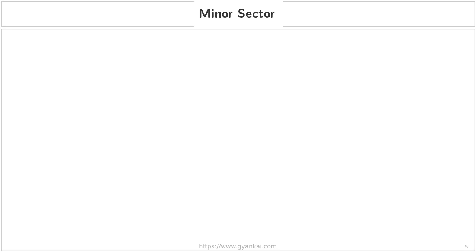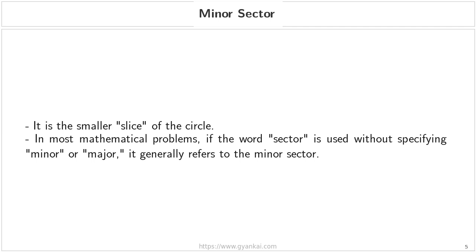Minor sector. Now that we have established that a circle can be divided into two distinct regions based on the size of the central angle, let's focus on the first type, the minor sector. You can think of this as the smaller slice of the circle. If you were looking at a pie or a pizza, the minor sector would be that single, smaller piece you pull away from the rest. It is also important to note a convention you will frequently encounter in your exams. In most mathematical problems, if a question simply uses the word sector, without specifically labeling it as minor or major, you should generally assume that the question is referring to the minor sector.